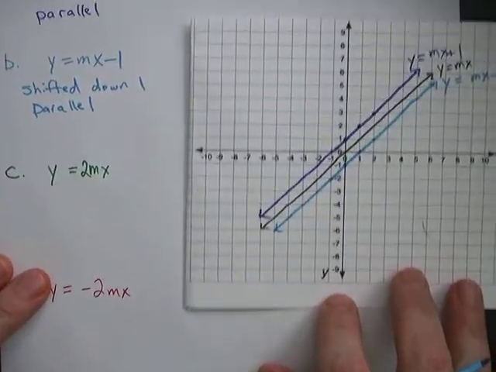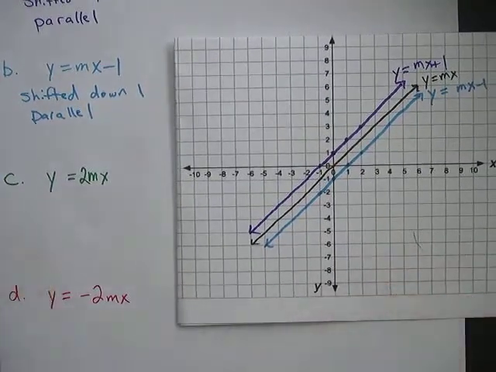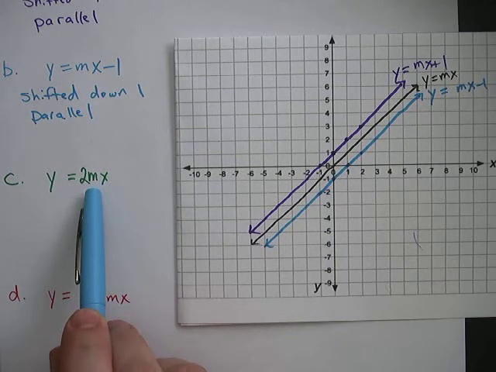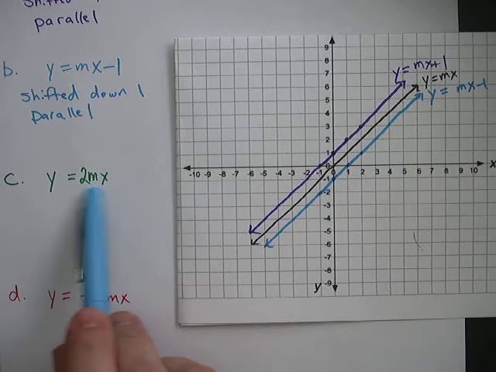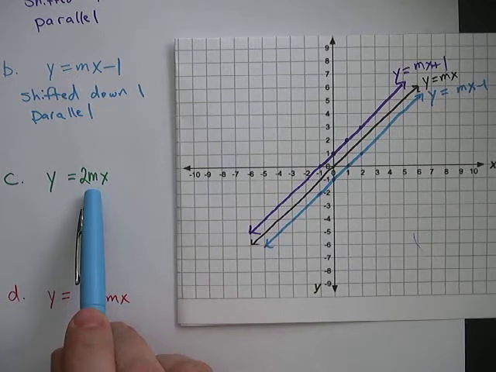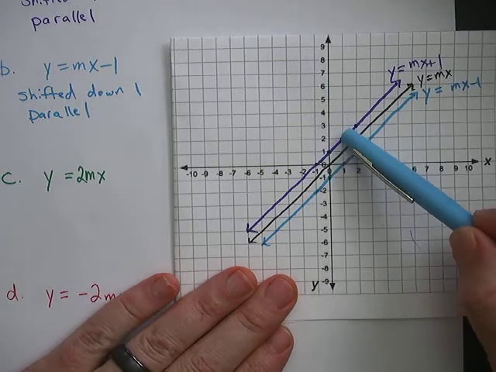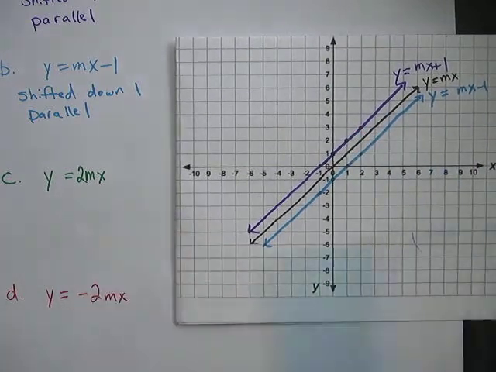Y is equal to 2mx. Okay, so when you have a 2 that's being multiplied by your slope here, remember m is the slope. If you've got 2 that's being multiplied out front of this, that means the slope is going to double. So we found out last time that our slope was 1 because it went up 1 over 1. But now it's going to be 2, which means up 2 over 1, up 2 over 1.